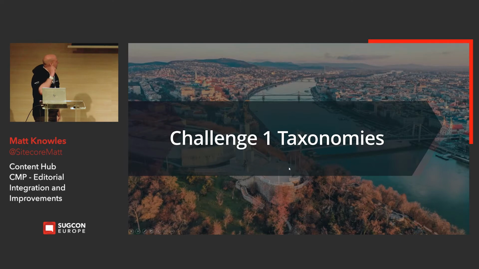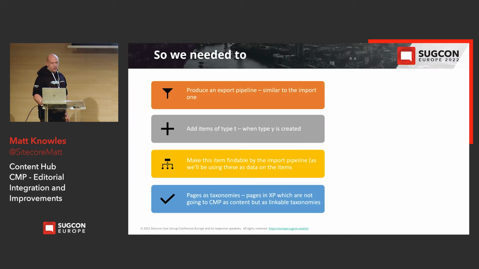So the first sort of challenge was figuring out what to do with the many hundreds of taxonomy sources we already had built into the XP solution. So we had to produce an export pipeline. We needed to link that up with the import pipeline. So when you export an item and you link those two things in CMP, those two things come across, correctly link within your XP data, and therefore link out to the website.